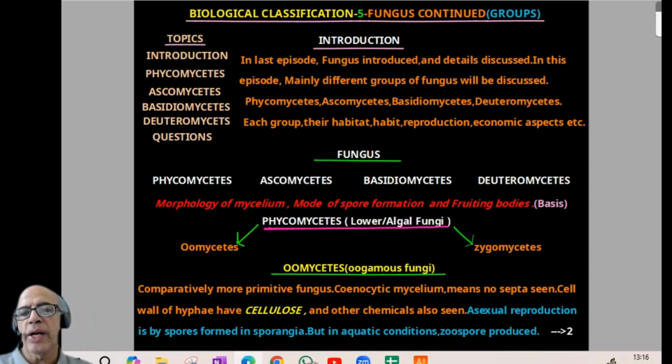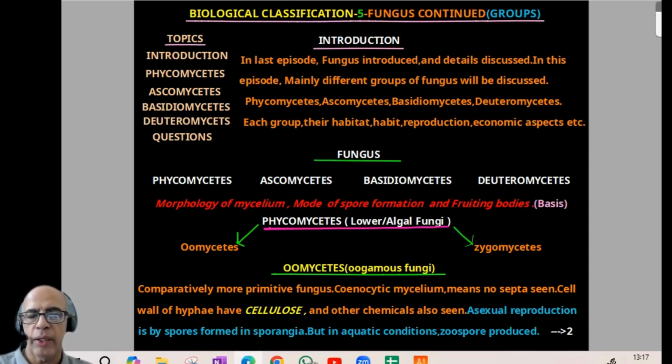And the first group we have to learn is Phycomycete. Lower fungus, algal fungi, and can be broadly classified into 2: oomycetes and zygomycetes. So when we start with the oomycetes, which is otherwise called oogamous fungus, this is comparatively the more primitive fungus among these 4. Coenocytic mycelium, no cross wall, no septa. Cell wall, remember, the fungal cell wall is normally chitin. But in oomycete, we can find the fungal cell wall is cellulose, an exception, showing primitiveness.